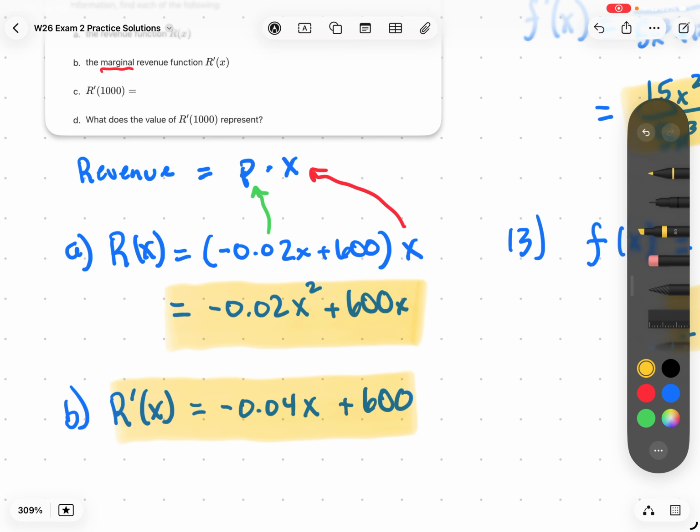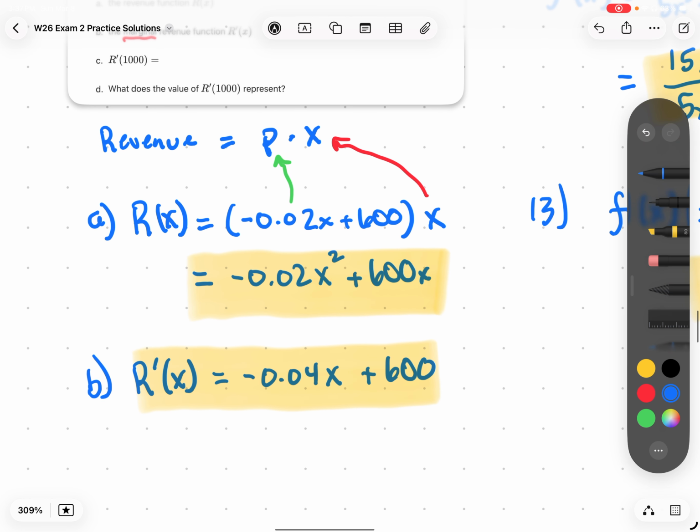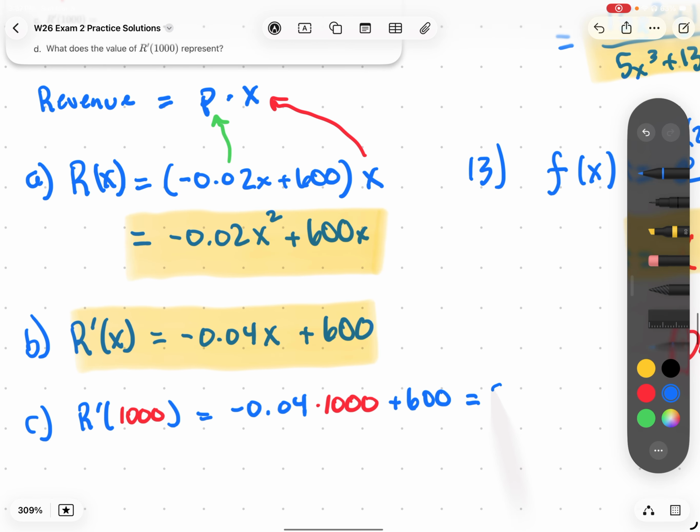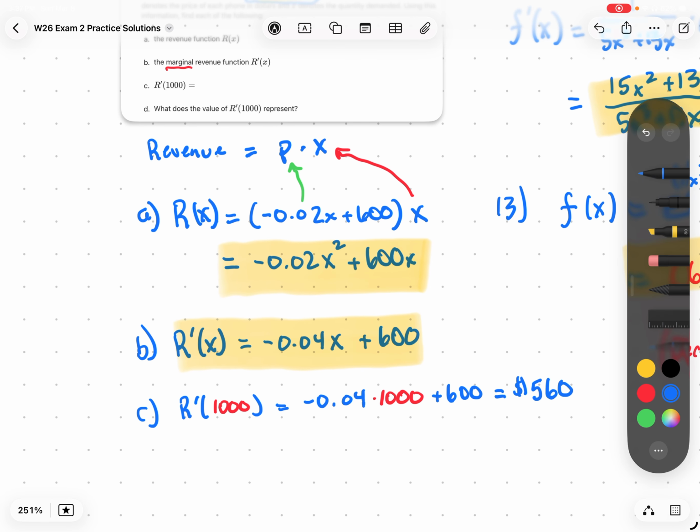Okay. Part C, we're just going to do a quick calculation. We're going to do a marginal revenue calculation. We're going to plug 1,000 into our function. So for letter C, I'm going to do r prime of 1,000. In other words, I plug in 1,000 where x is. So multiply by 1,000 here, and I'll add in the 600. I've already done the calculation, and if my calculation is correct, that's $560. Remember, this is a revenue function, so the result comes out in dollars. So my marginal revenue at the production level of 1,000 is $560.